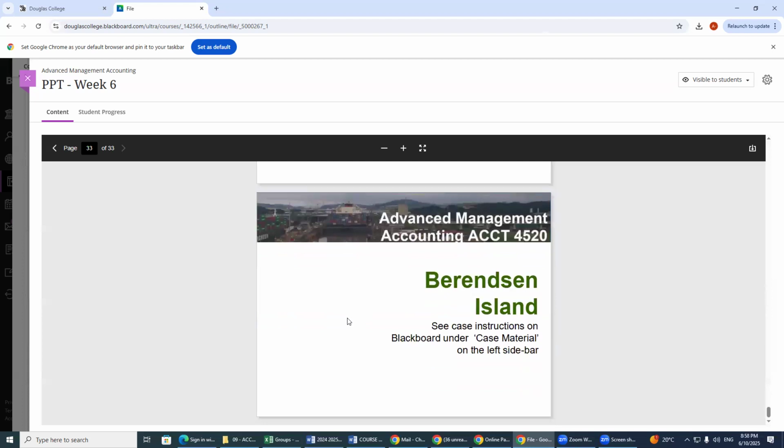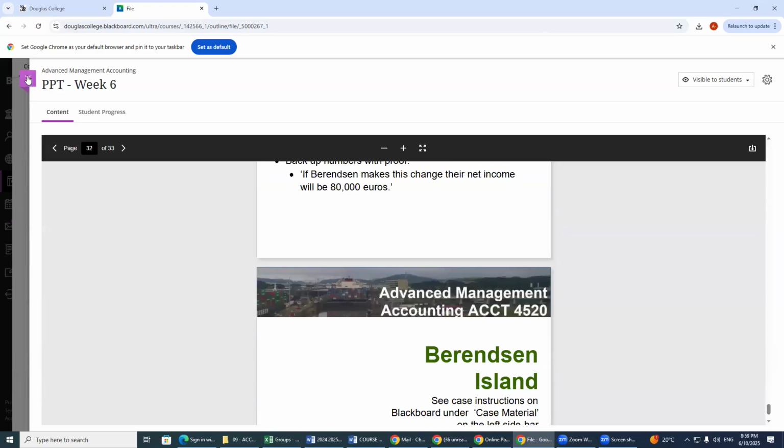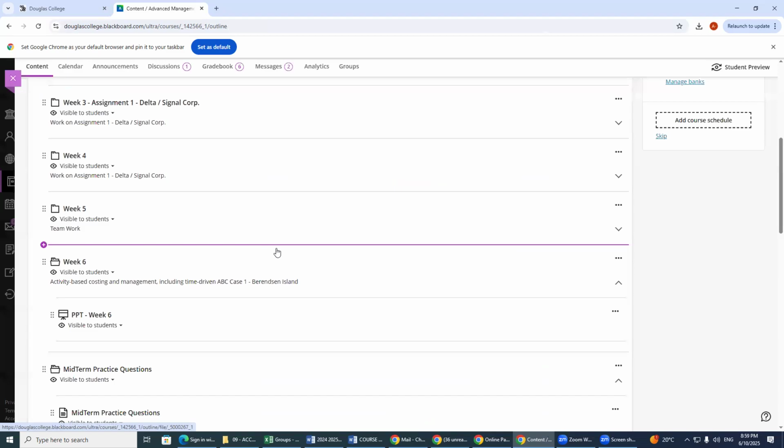Where you can find the case, you can find it in the case material, which is in your backpack. That's the second case that you have in your backpack. And that's a little bit of information about the case and activity-based costing.